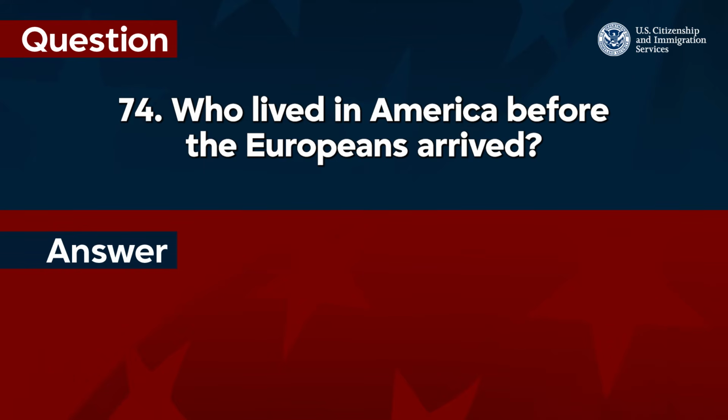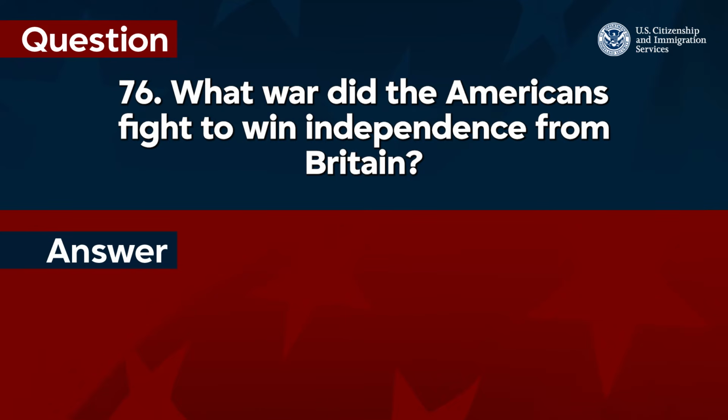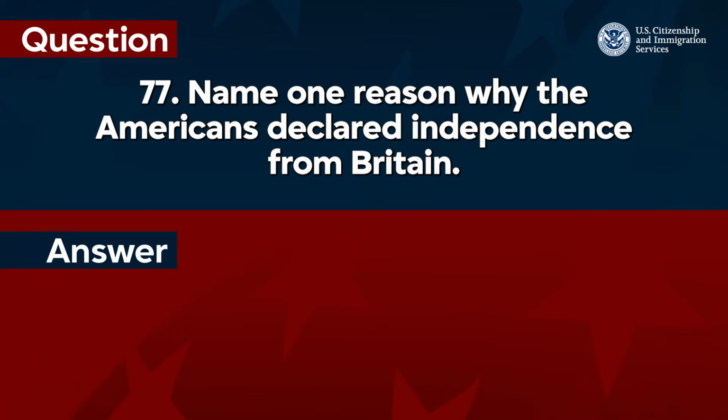Who lived in America before the Europeans arrived? American Indians. What group of people was taken and sold as slaves? Africans. What war did the Americans fight to win independence from Britain? American Revolution. Name one reason why the Americans declared independence from Britain. High taxes.